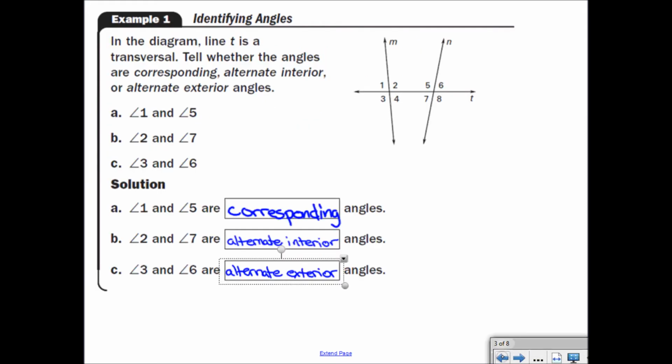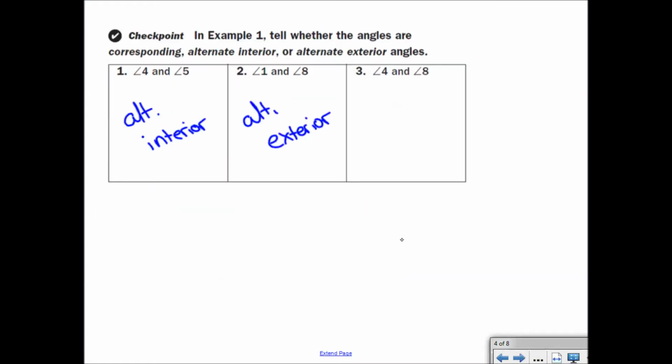And angle 4 and angle 8 are on the same side of our transversal, and one is on the inside and one is on the outside, so that makes them corresponding angles.